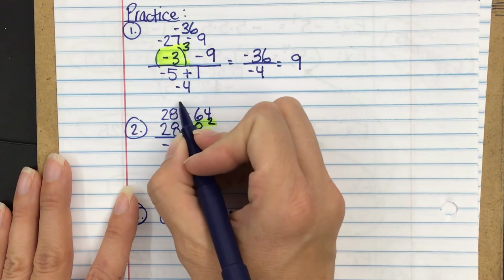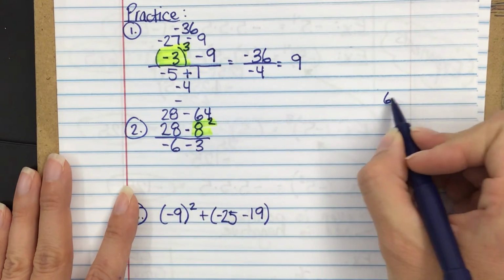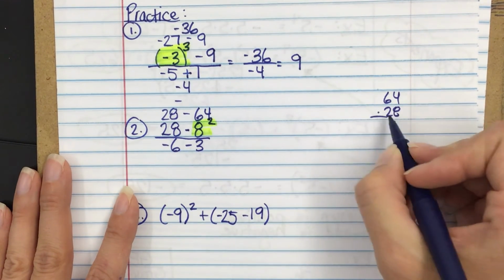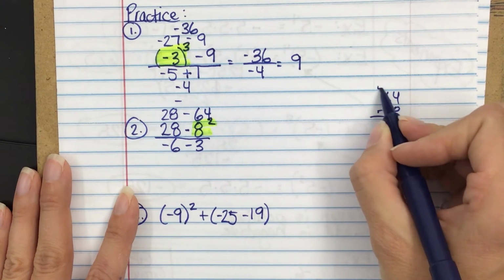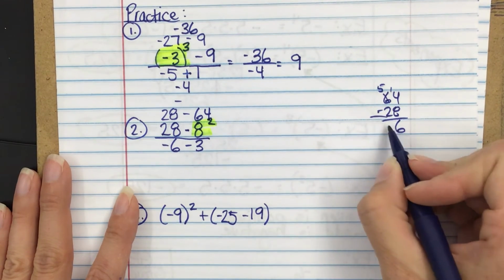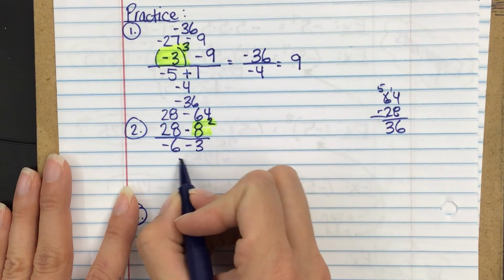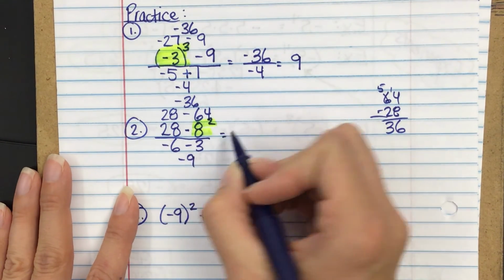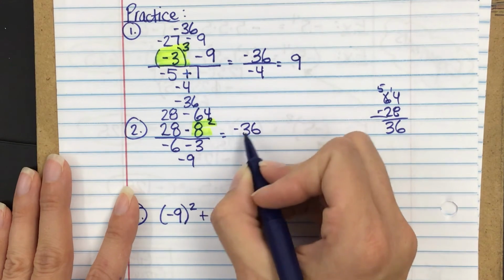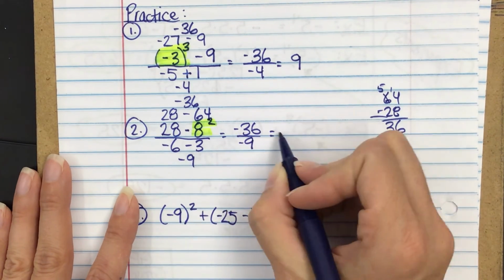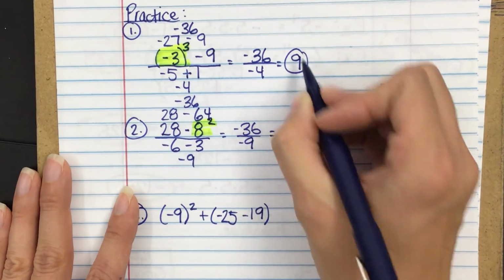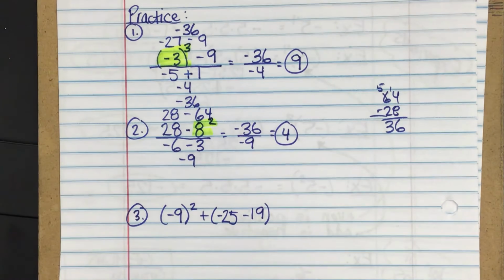Then if we subtract these, I'm going to do a little scratch work. Negative 36 up on top, and then below this is negative 9. So negative 36 divided by negative 9: a negative divided by a negative is a positive. Fabulous. Those of you that got 4, awesome.